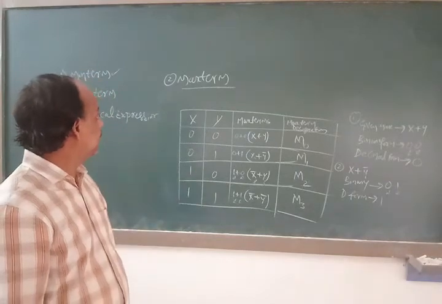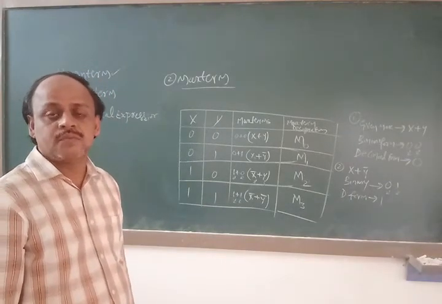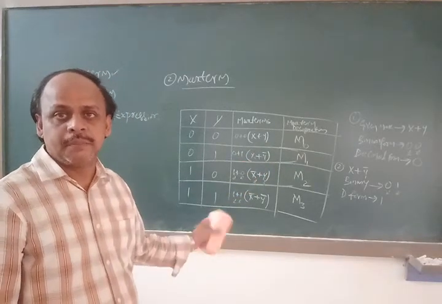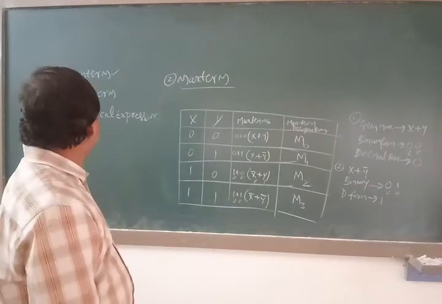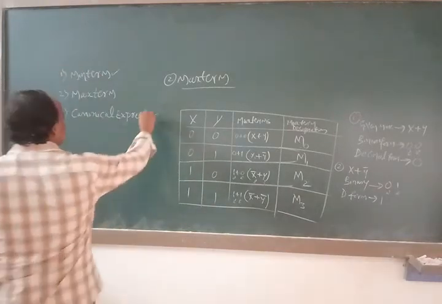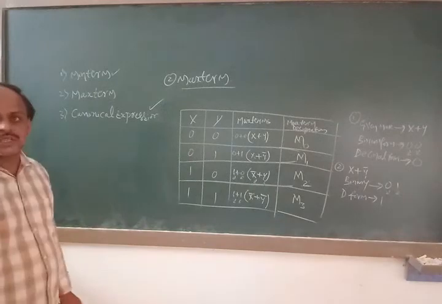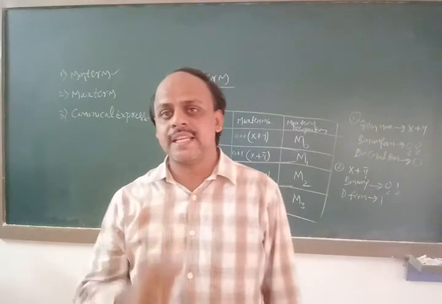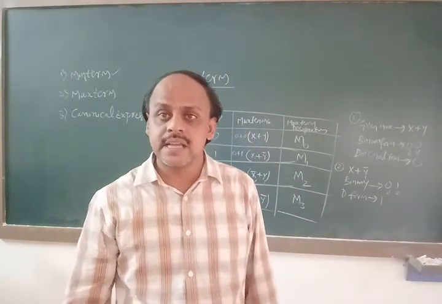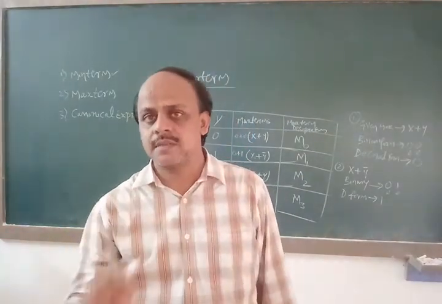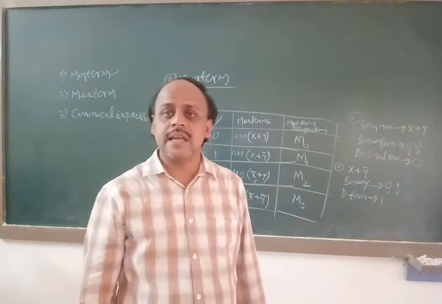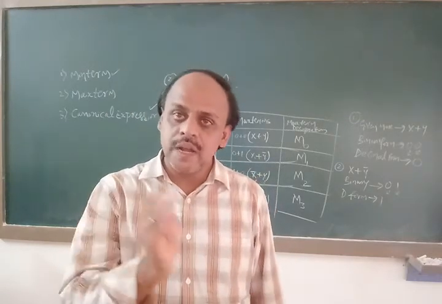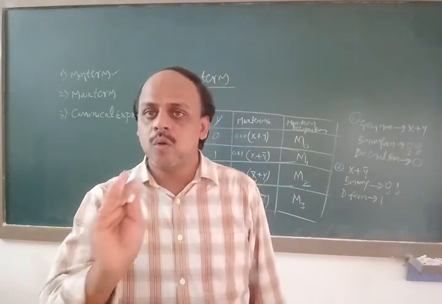Like this, we have to find min term and max term designations for the given min terms and max terms. And next, the third one is the canonical expression. A canonical expression is a type of Boolean expression which contains only min terms or only max terms.